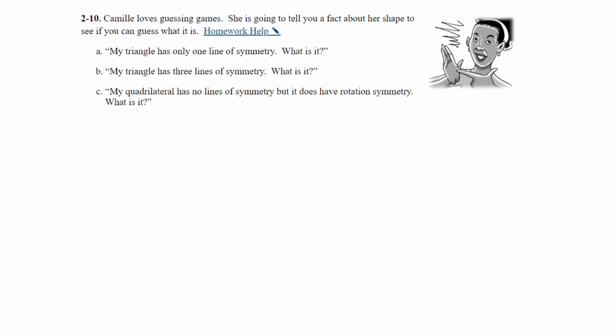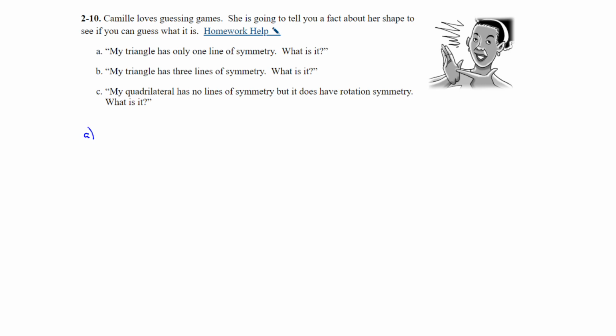Question 10. Camille loves guessing games. She's going to tell you a fact about her shape to see if you can guess what it is. A. My triangle has only one line of symmetry. What is it? So for it to only have one line of symmetry, equilateral would then be out, because that could have 3 lines of symmetry.